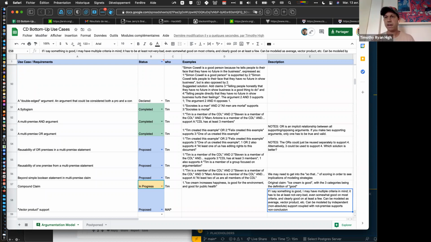Now, that being said, do we need to have multi-premise arguments, multi-premise supports, or do we solve that by having compound claims, and making the compound claim and having that be the premise of a support? Of course, that's the question, isn't it? That feels right to me.